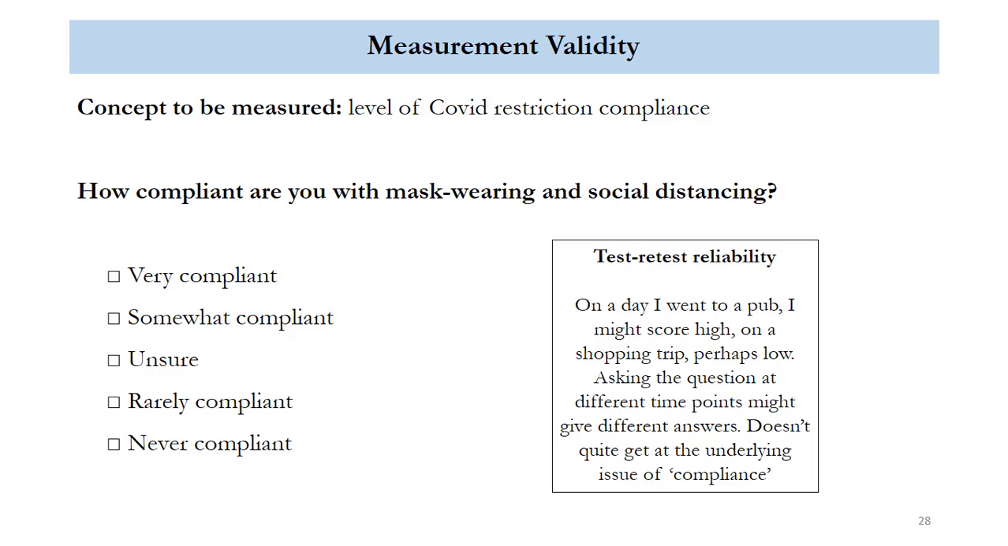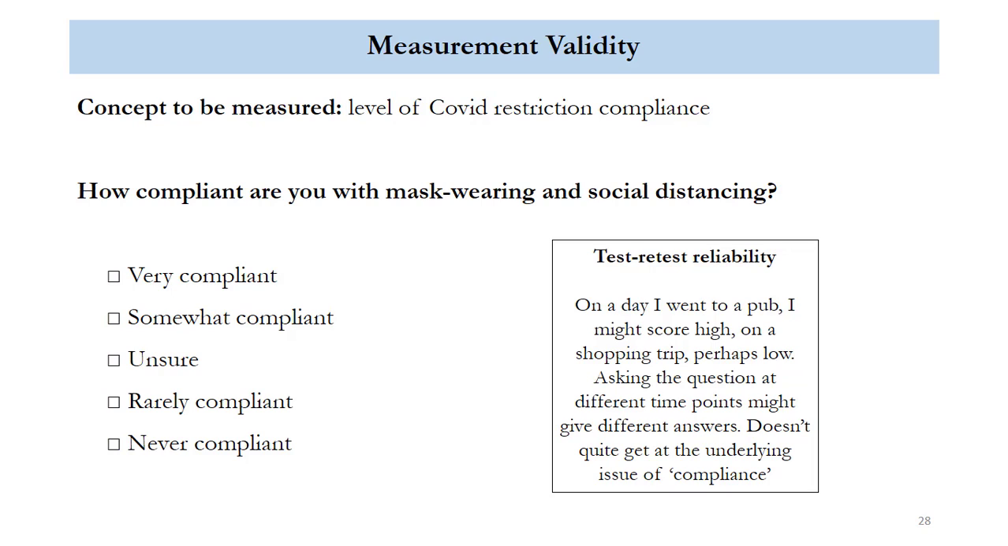So again, the concept to be measured is COVID restriction compliance. The question we're using is, how compliant are you with mask wearing and social distancing? And the response categories are on a 5-point scale from very compliant to never compliant. So is this question reliable? Again, validity is asking about the extent to which it captures the concept. Reliability is about the stability of the question. So on a day I went to the pub, I might score high. On a shopping trip, I might score low.